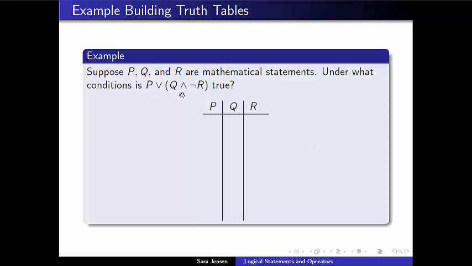So involved in this expression, we have three different letters, P, Q, and R, each representing a different, totally independent logical statement. We find then that R may be either true or false, Q may be either true or false, and P may be either true or false. And so we should have 2 times 2 times 2, altogether 8 different possible combinations of those true and false values.